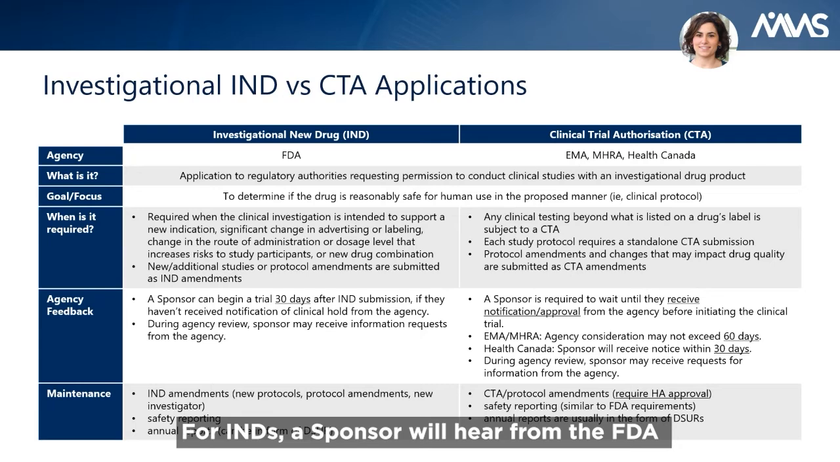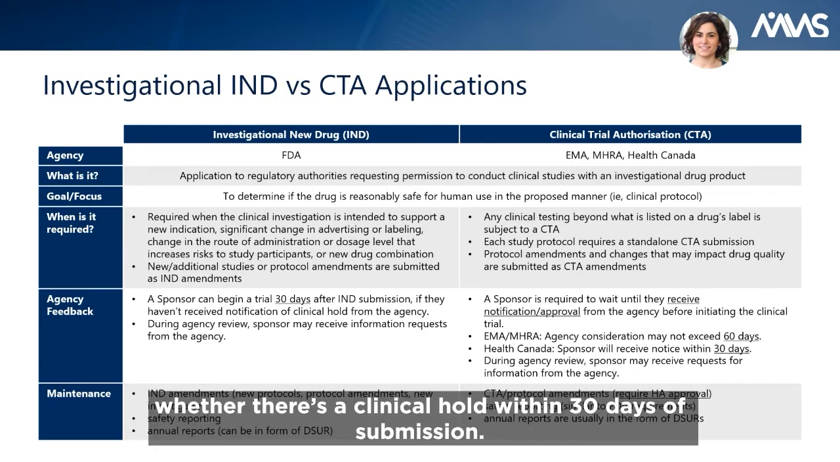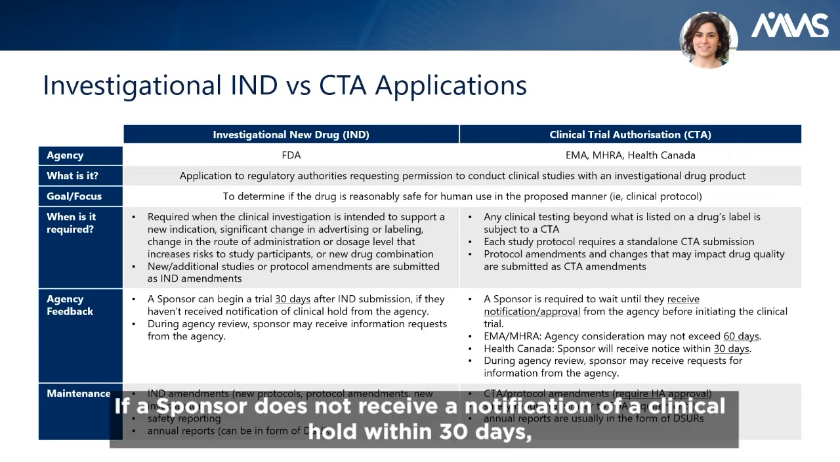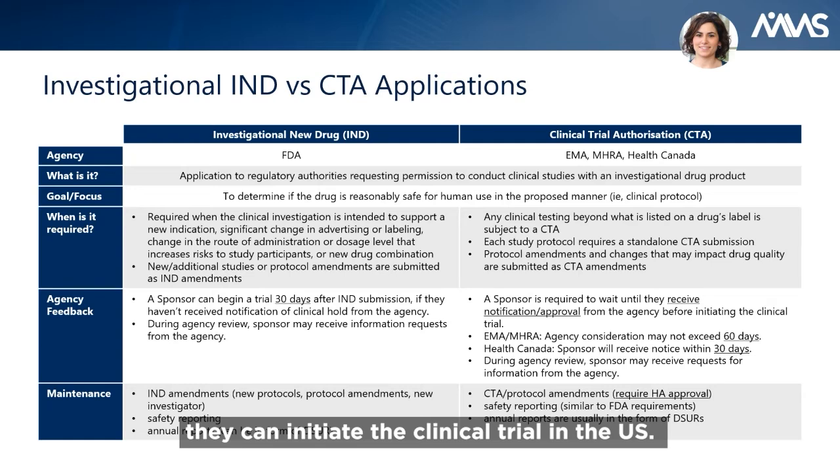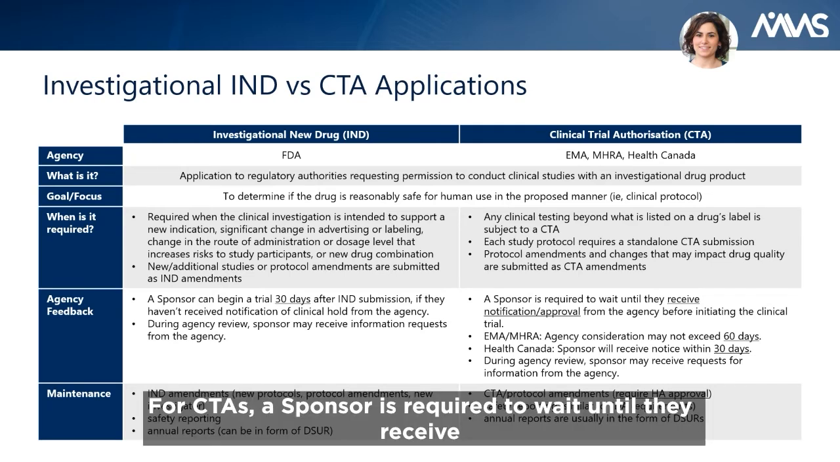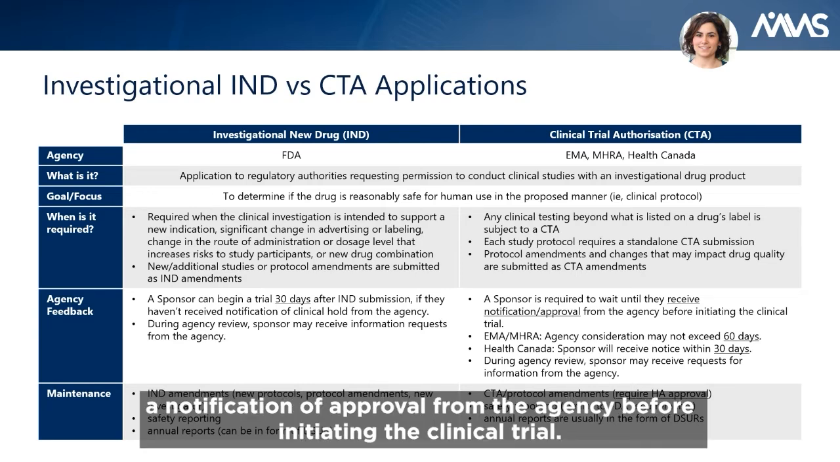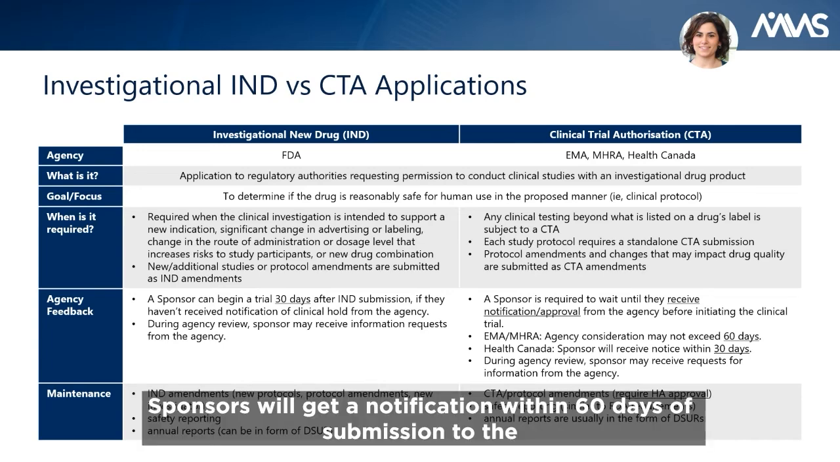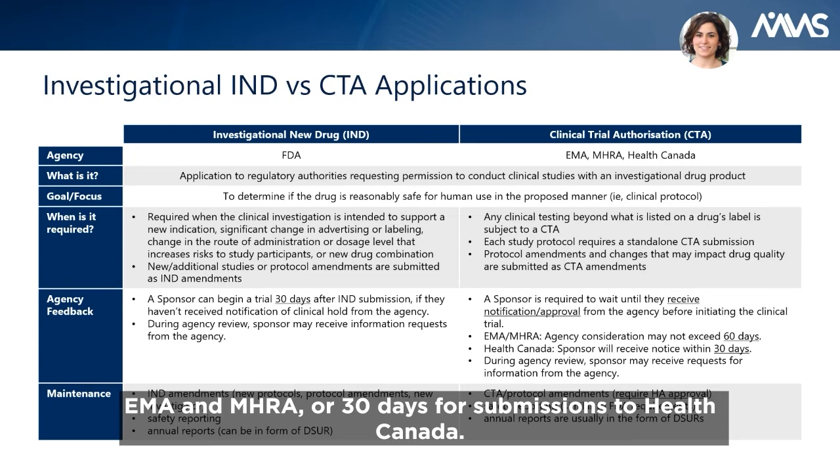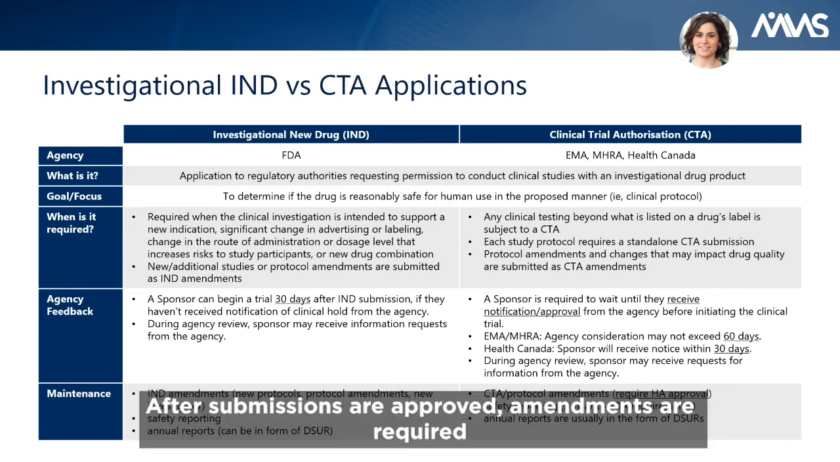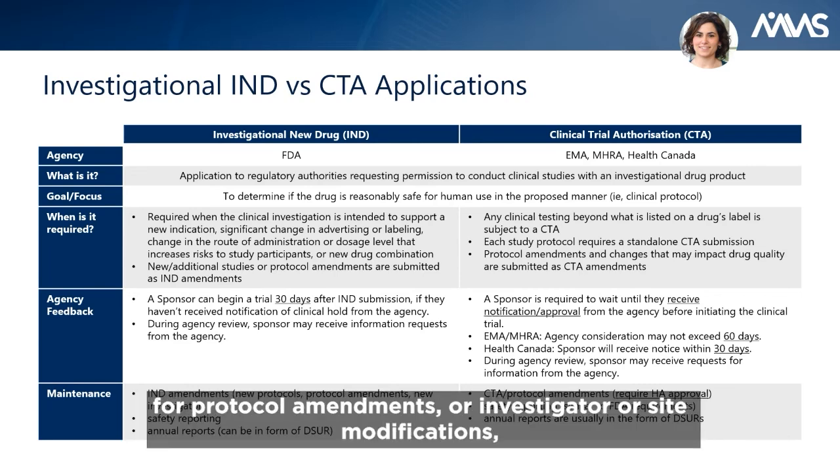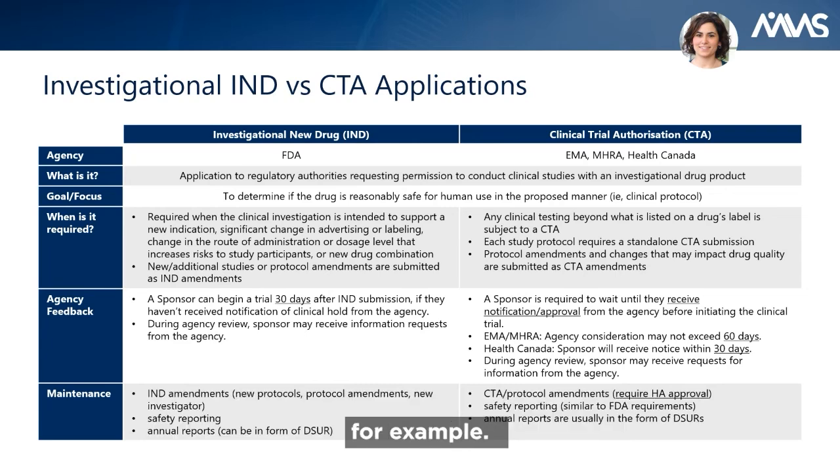For INDs, a sponsor will hear from the FDA whether there's a clinical hold within 30 days of submission. If a sponsor does not receive notice of a clinical hold within 30 days, they can initiate their clinical trial in the US. For CTAs, a sponsor is required to wait until they receive notification of approval from the agency before initiating their clinical trial. And sponsors will get notification within 60 days of submission to the EMA and MHRA, or 30 days for submissions to Health Canada.